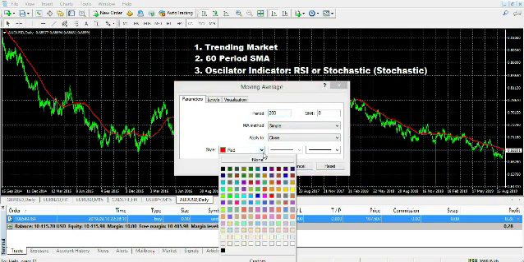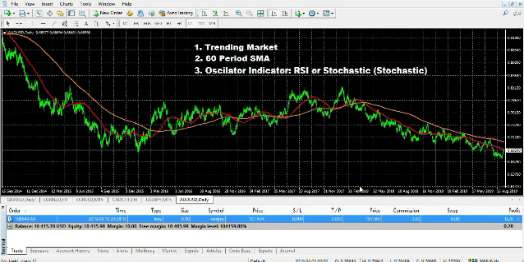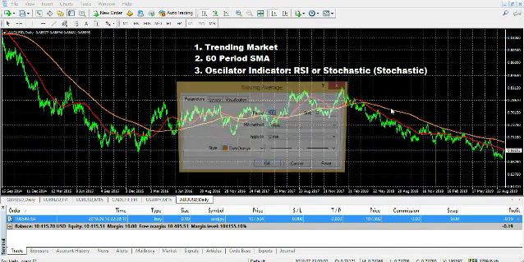Let me use 200 and change the color to gold or something. Can you see that now? So you see that when you're in a downtrend, if you use 200 as your moving average, price is steadily below the moving average. It doesn't break above it. And when you're in a range, you see price crossing in and out of a 200 moving average. Okay, this is actually a simple moving average.